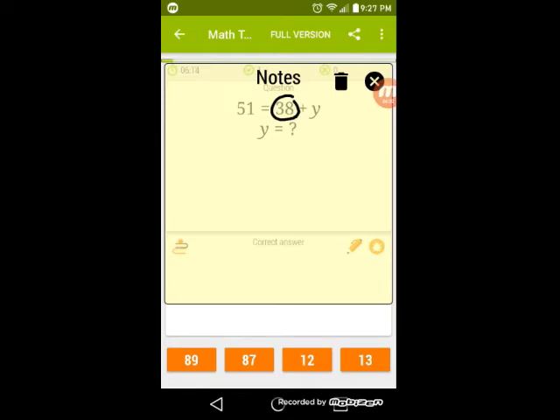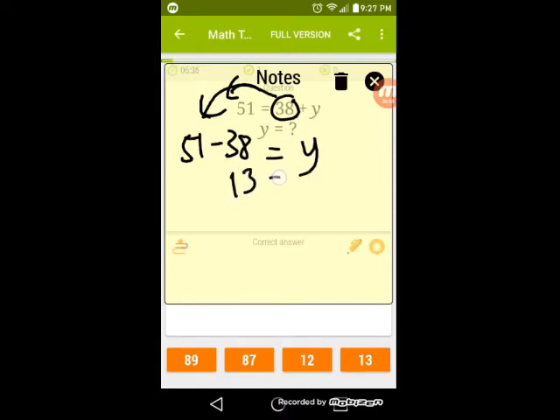This 38, take it over, right? So 51 minus 38, because the 38 has changed its sign. On this side, it was positive. As soon as it's come over, it's negative. And then the y is left on the other side. And then of course it's just 13 is equal to y.